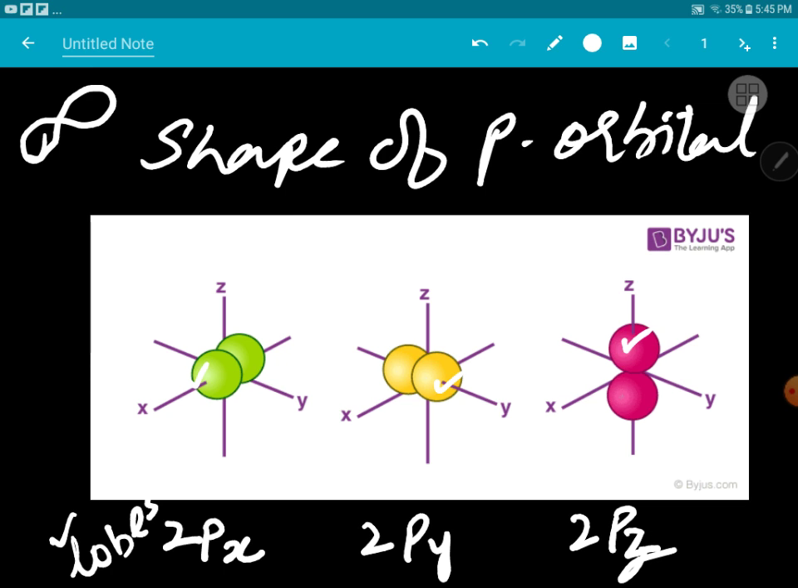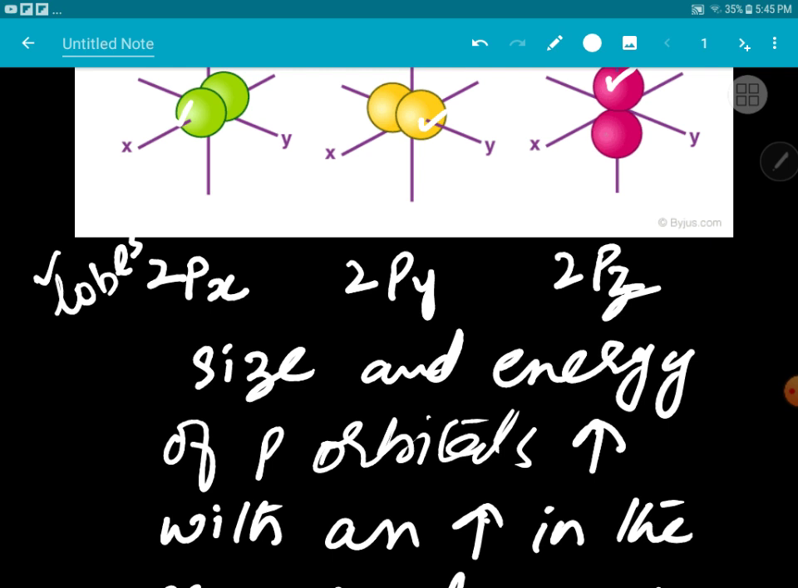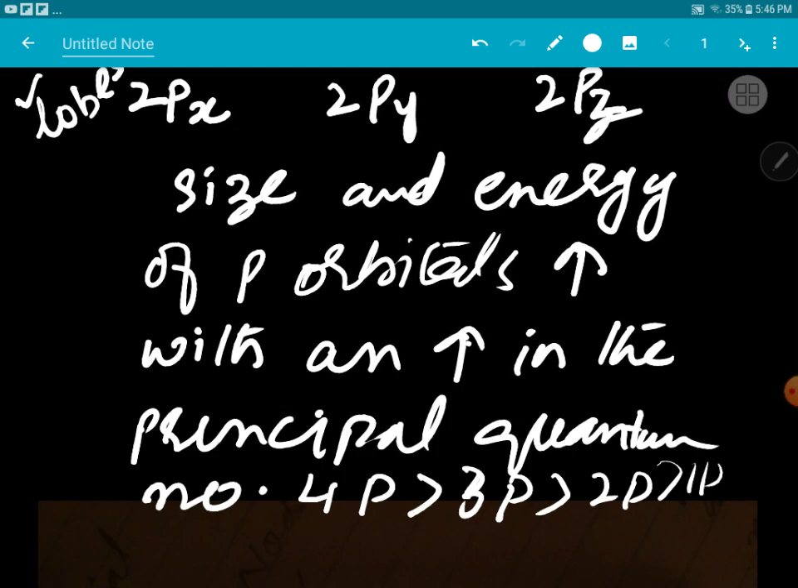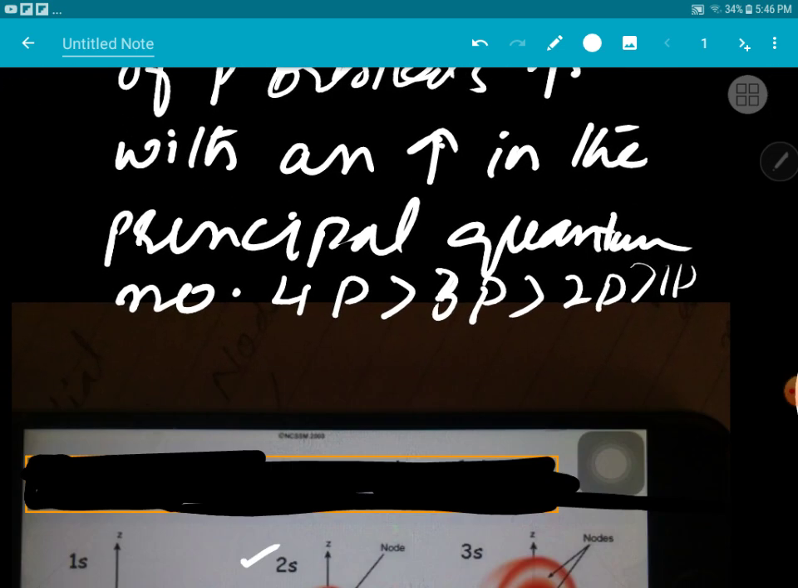There are three p orbitals whose axes are mutually perpendicular, and these are similar to the s orbital in size and energy. The size and energy of the p orbital increase with an increase in the principal quantum number, meaning as the number of shells increases, the size and energy are also increased.